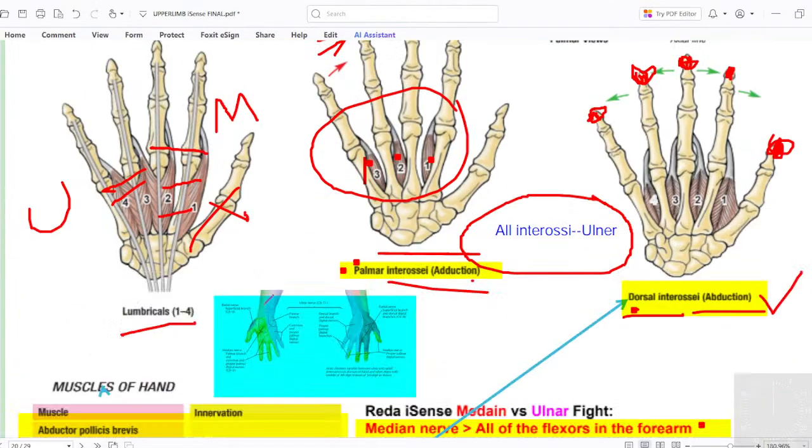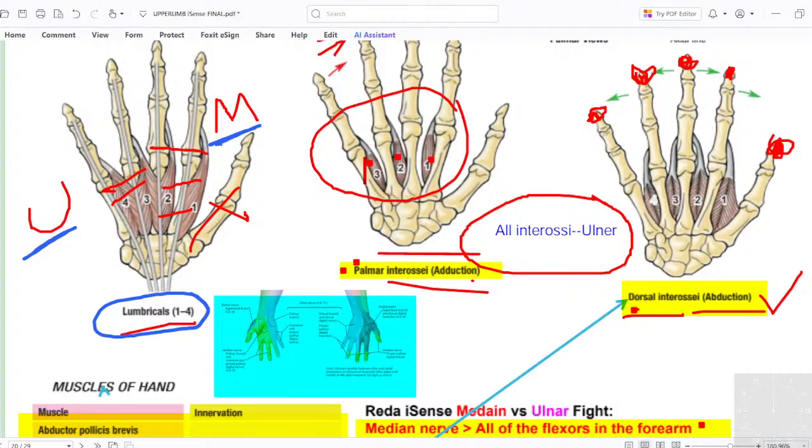Now hand muscles. We said there are four lumbricals supplied by both the median nerve and the ulnar nerve. The lateral two are supplied by the median nerve, and the medial two, on the ulnar side, by the ulnar nerve.